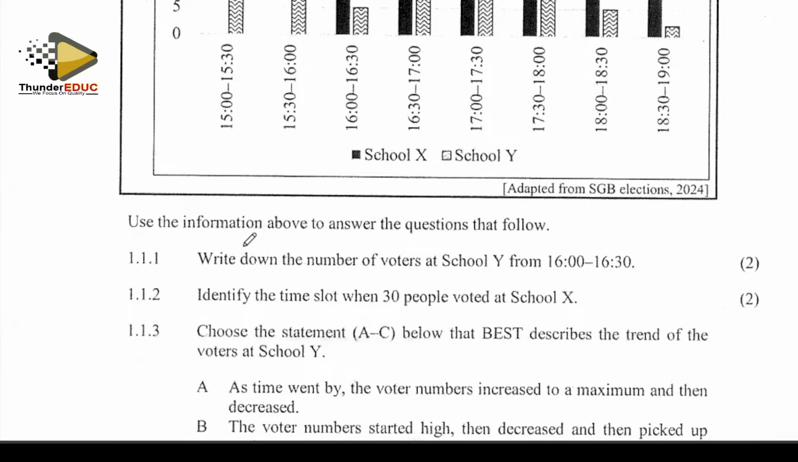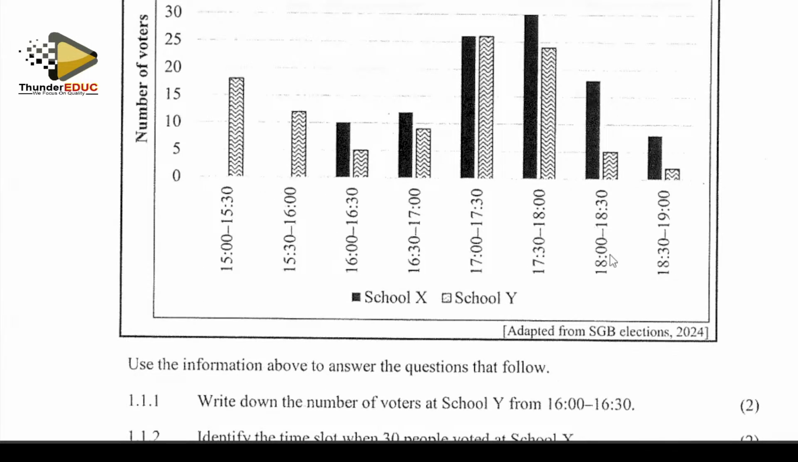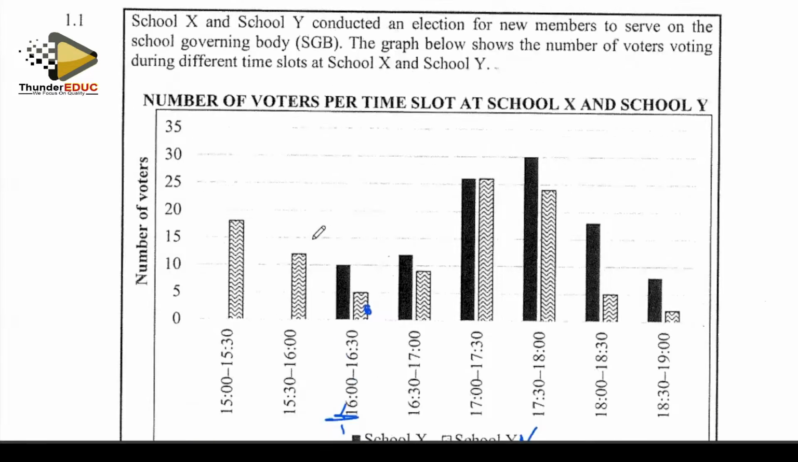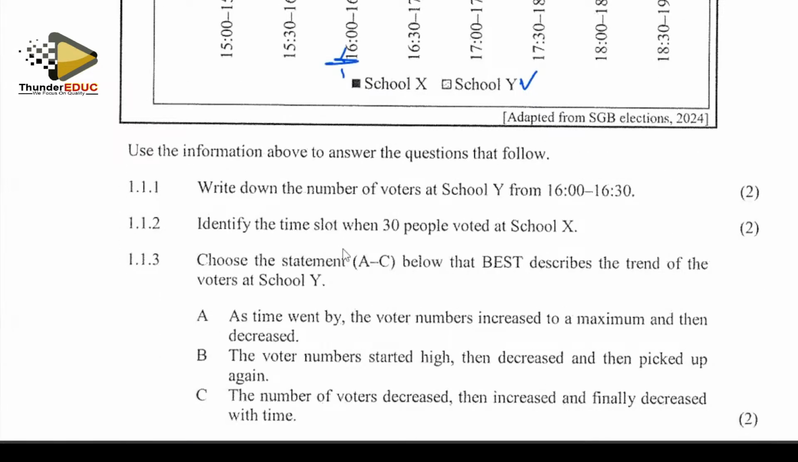Write down the number of voters at school Y from 16 hours to 16:30. So we come here, we look at this. That's the first, and we are looking at Y. Y is this other one here. So these were 5 voters. So here the answer is supposed to be 5. Identify the time slot when 30 people voted at school X.